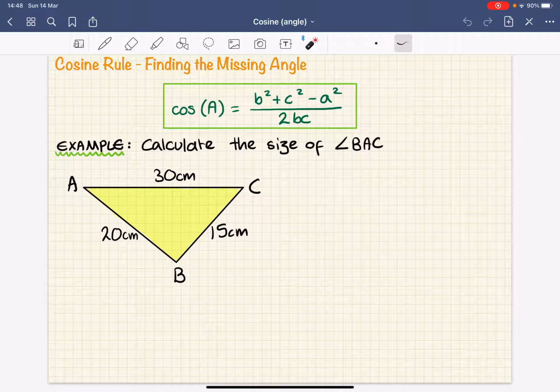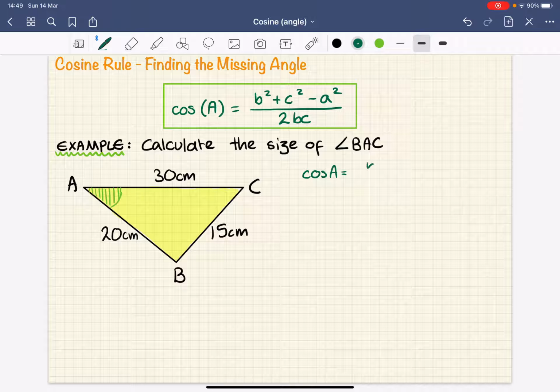So the first one we've got: calculate the size of angle BAC. So again, A is still the important letter. A must be where my angle's at. BAC, that is this angle in here. And yeah, that angle is still going to be angle A, so I don't need to change my formula. So writing down my formula quickly. So the B squared plus C squared minus A squared all over 2BC, and labelling my opposite sides.